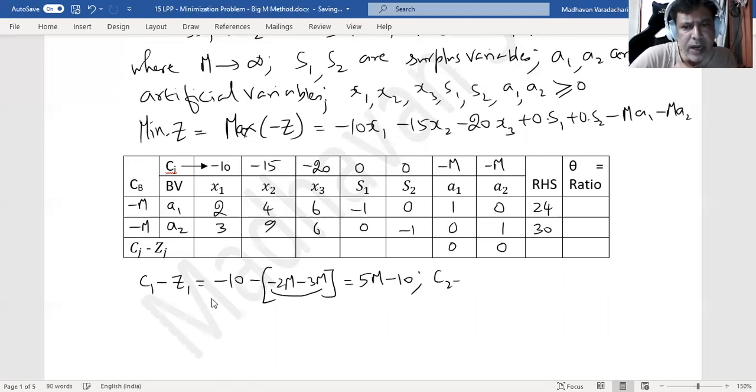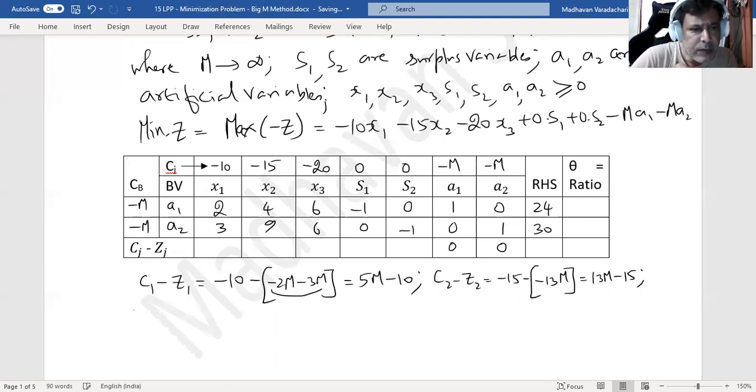Now what is C2 minus Z2? C2 is negative 15 minus of minus M into 4, minus 4M, minus M into 9, minus 9M. So together it is minus 13M. I can simplify this, minus or minus, it becomes 13M minus 15.